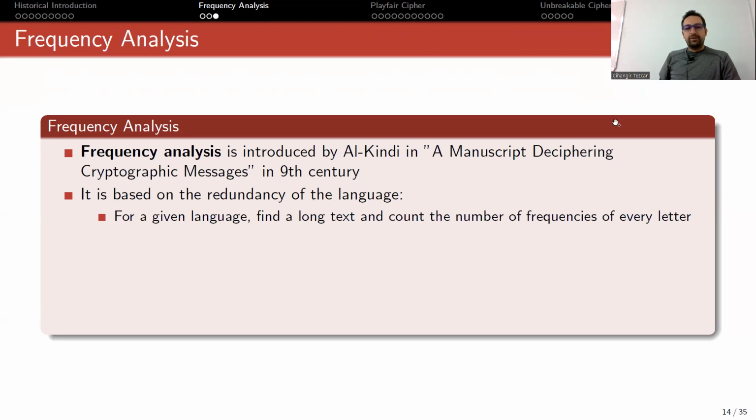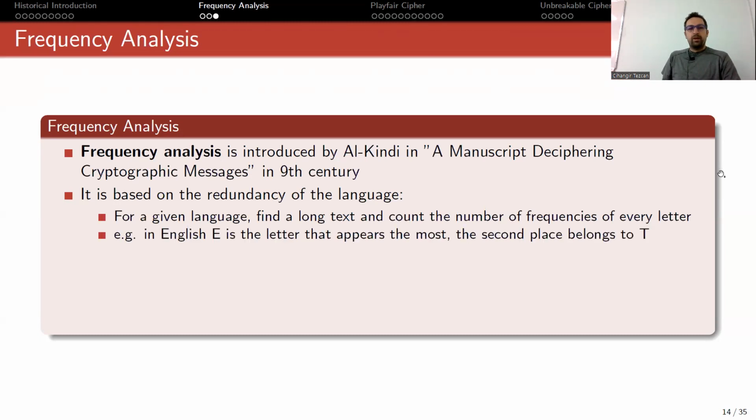So the idea is as follows. We are going to use the redundancy of the language. Before even capturing the text, you get the letter frequencies of a language. For a given language, find a very long text and count the number of occurrences of every letter. In order for this to work, the text should be really long so that we get rid of unnecessary statistical noise, right? For example, in English, E is the letter that appears the most. The second place belongs to T. I think E was like 11% or 10%, T is 9%, and so on. But if you do it in Turkish, A is the most appearing letter, then E, and so on.